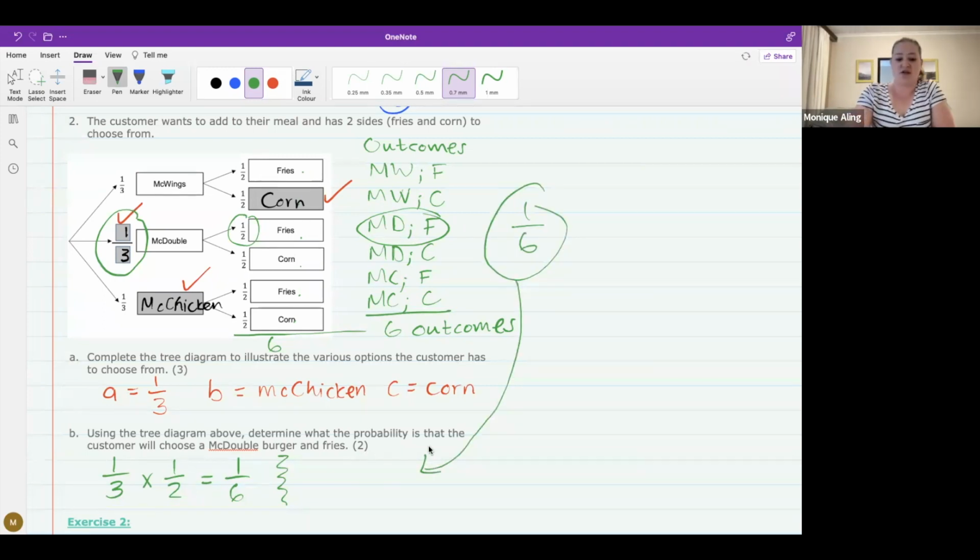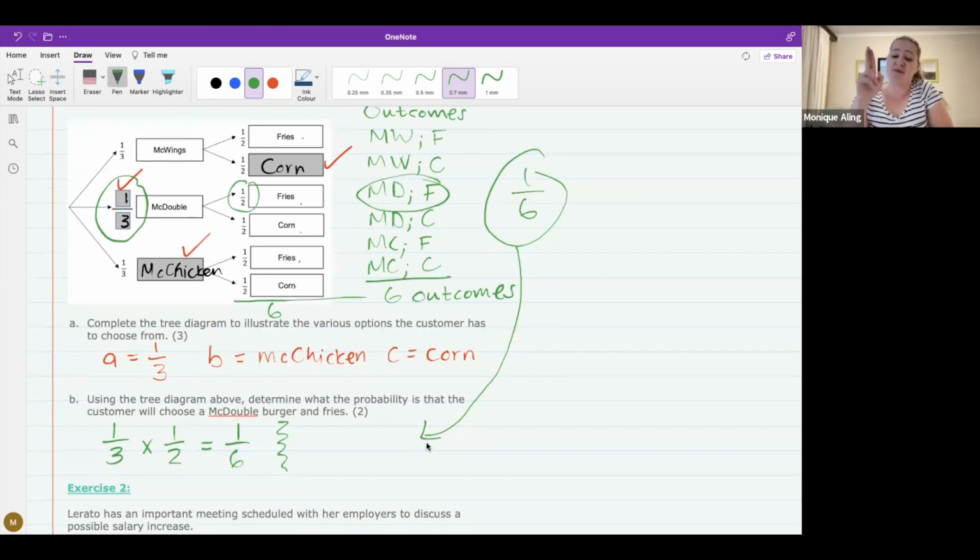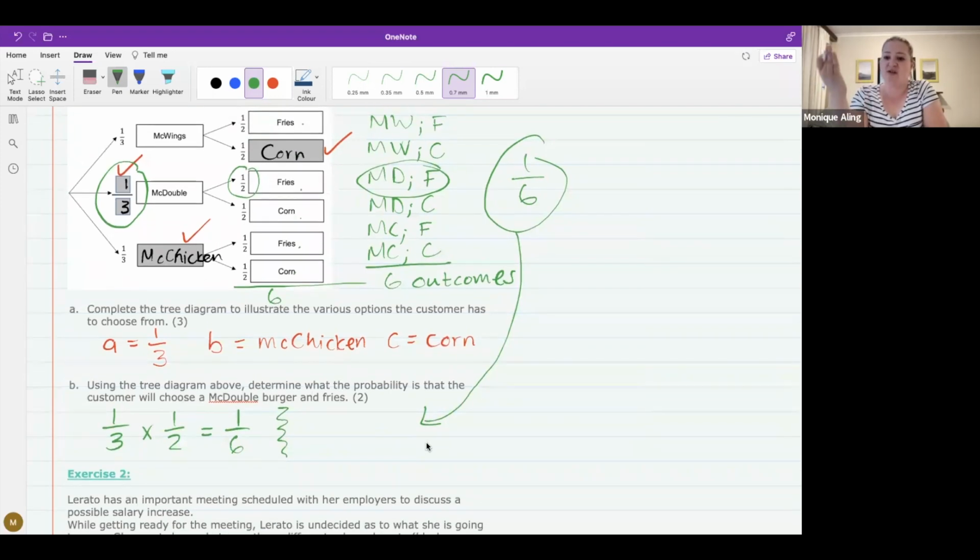Okay, so you can use the fractions, you just times the 2 that you're looking at. So we're looking at the McDouble. McDouble is 1 out of 3 chances of being chosen. The fries is 1 out of 2 chances of being chosen. Times the 2, you get 1/6. Or you work out the outcomes and do it like we usually would and see that it only happens once out of the 6 possible outcomes.